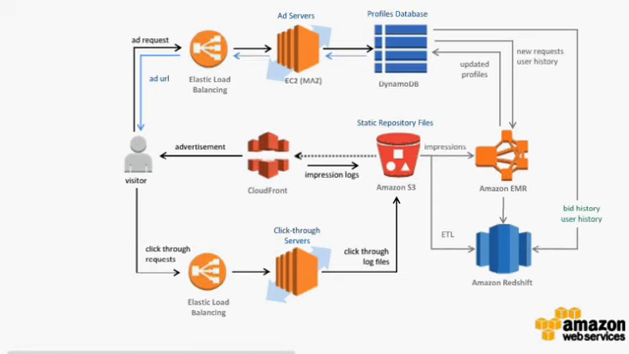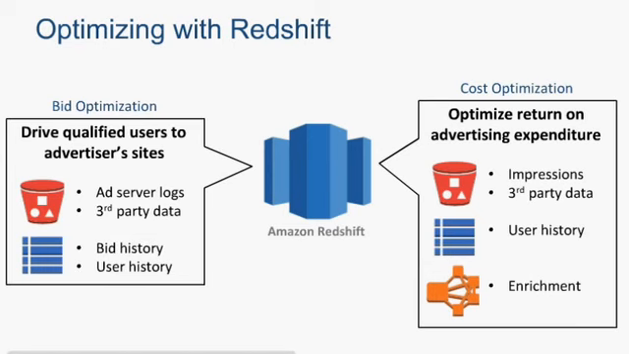So how are customers optimizing with Redshift in exactly this sort of environment? What we're seeing is, for example, bid optimization essentially sets the objective of driving qualified users to advertisers' sites. So the qualification process is really important. They're not just serving up ads without having some sort of reference ability, some sort of understanding of what the customer is interested in. That understanding of the customer is very important.